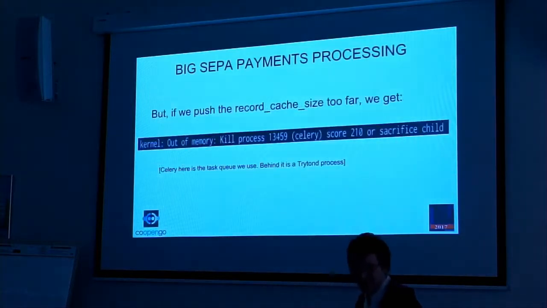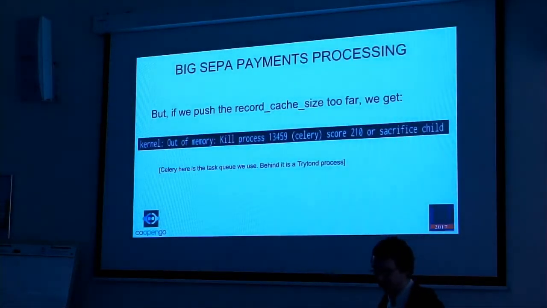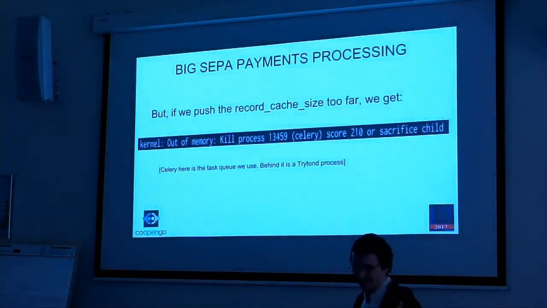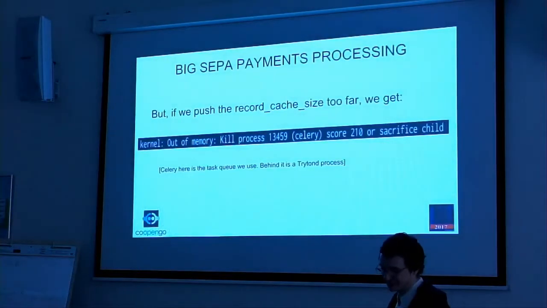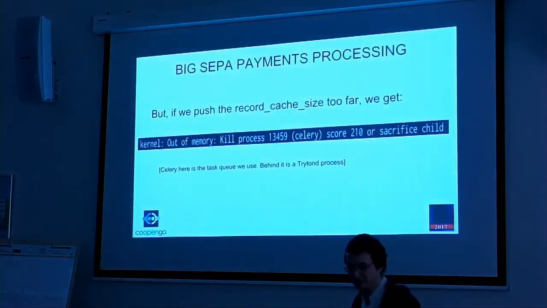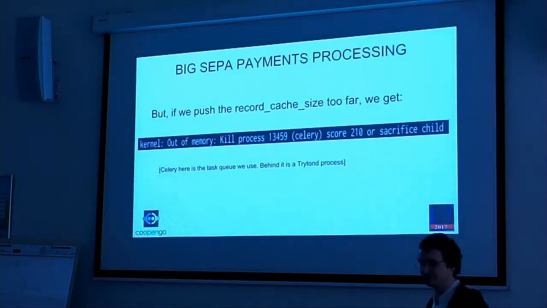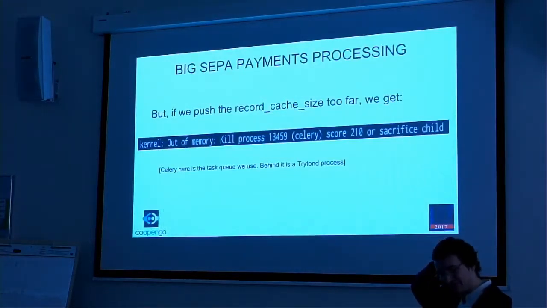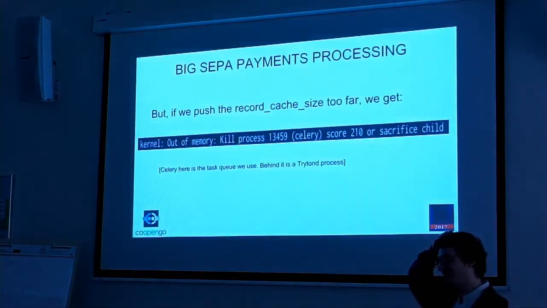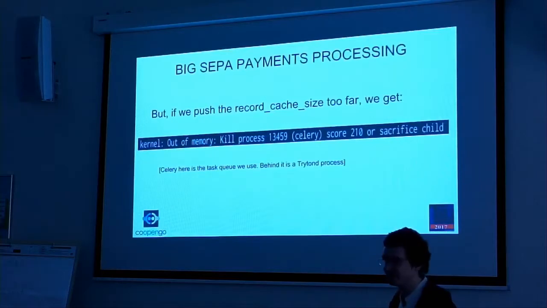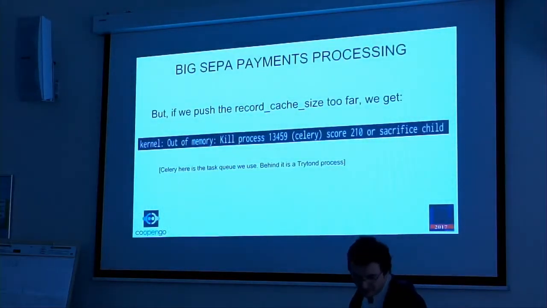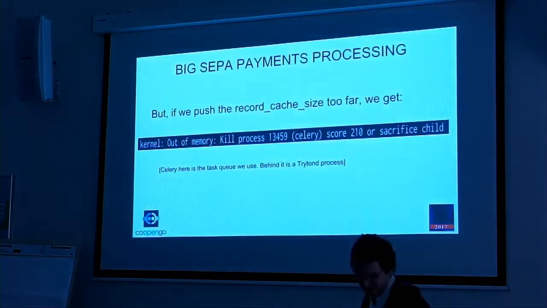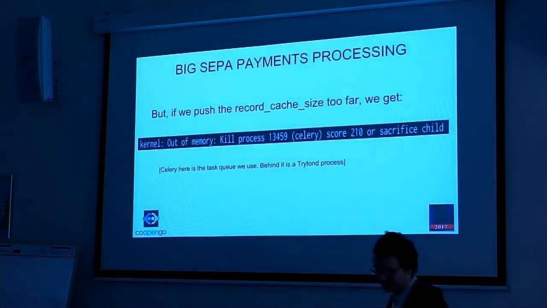That's nice. But if we pushed the record cache size too far, or we launched too many Tryton D processes together with a big record cache size, we simply ran out of memory. The server we use for that kind of processing has, I think, 16 gigabytes of random access memory. It's not huge, but it's already nice to have 16 gigabytes, and maybe 2 gigabytes of swap memory.